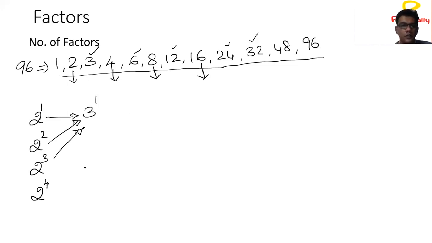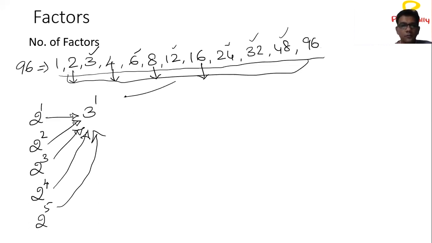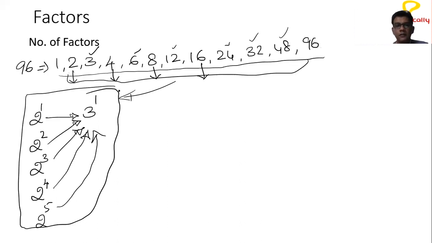And I have a 32 here, and 32 is nothing but 2 power 5. And then I have a 48 here, and 48 is nothing but 16 times 3. And I have a 96 here, and 96 is nothing but 32 times 3. So all the factors that you have in your hand, apart from 1, are there in this particular set of numbers. But there is one factor which is not in this set of numbers, and that is the number 1. Right? 1 is the factor here which doesn't belong to any of these sets.